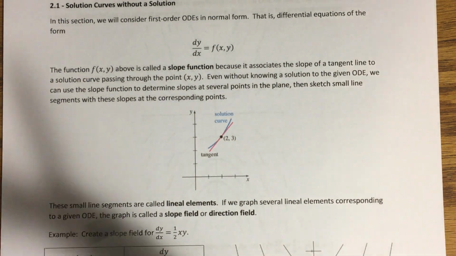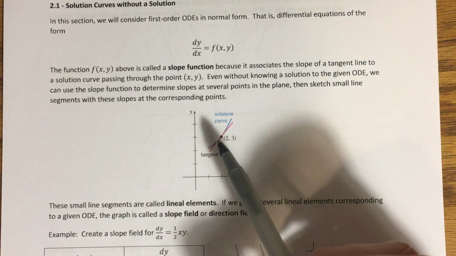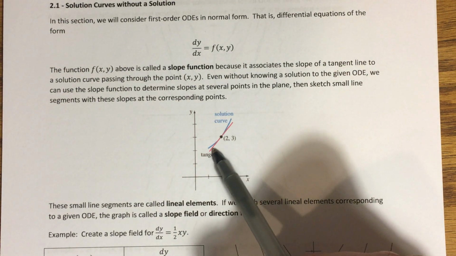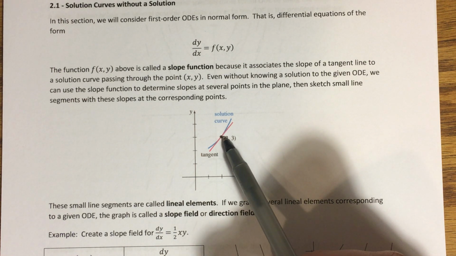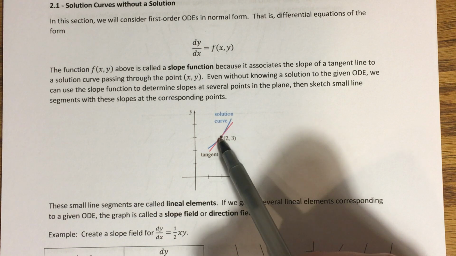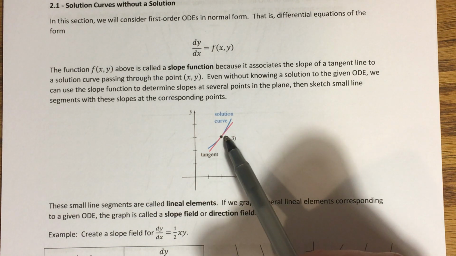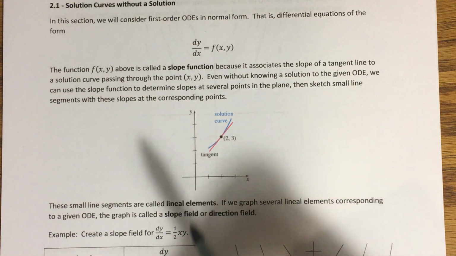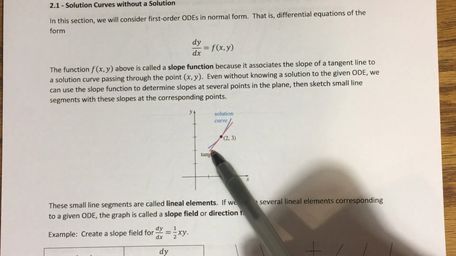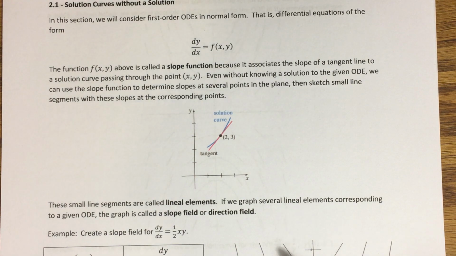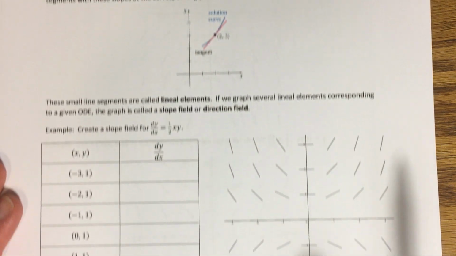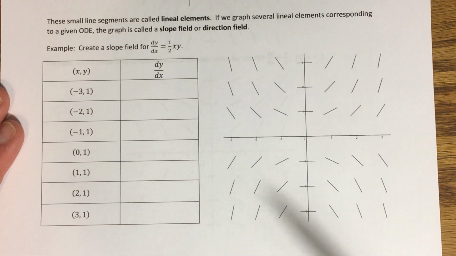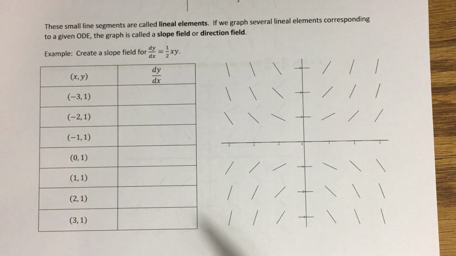So a little bit of terminology to get us to that point. This little line segment that's drawn right here, representing a piece of that tangent line to the curve at that point, we call that a lineal element. It's a lineal element representing a piece of a tangent line. And if we graph a whole bunch of lineal elements for a particular differential equation in the plane, we get what's called a slope field, or it's also very commonly called a direction field.